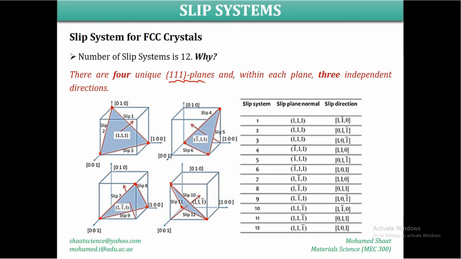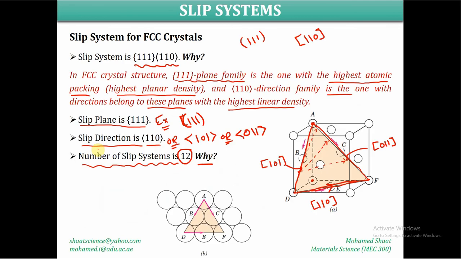Any one of these directions would be counted as slip direction. So we do have 3 different directions. There is one direction over this plane, and another direction, and another direction. As we discussed here, this plane has 3 directions. Any one of them could be considered as a slip direction. Why? Because all of them have the same largest linear density.